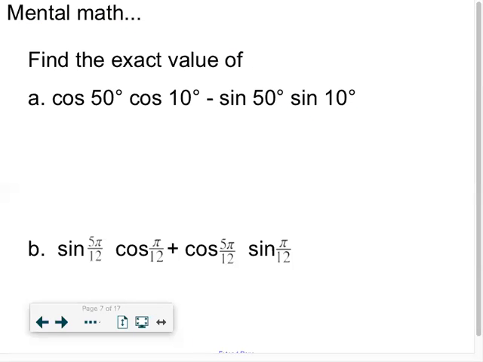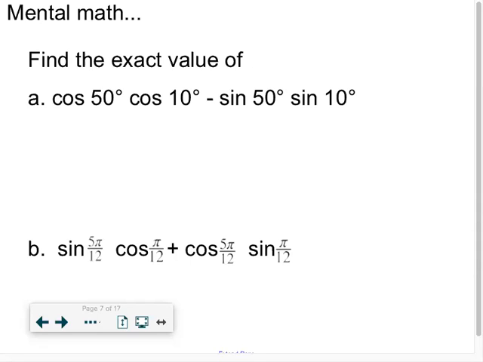Next example, it's very similar, but in the reverse direction. So again, exact value. This is a non-calculator question. You do not want to go and evaluate cosine of 50 and multiply that to the cosine of 10, and then do the same thing on the right side of the subtraction symbol and combine. No decimals, we can do this all exactly. So when you look at this, we're kind of reversing the process we just did.